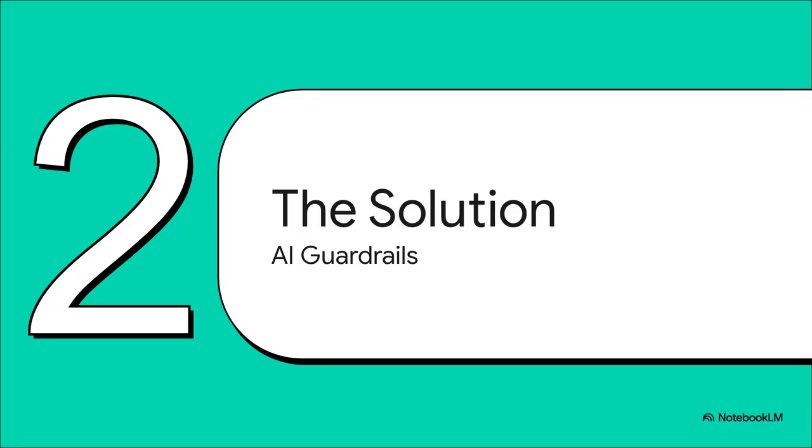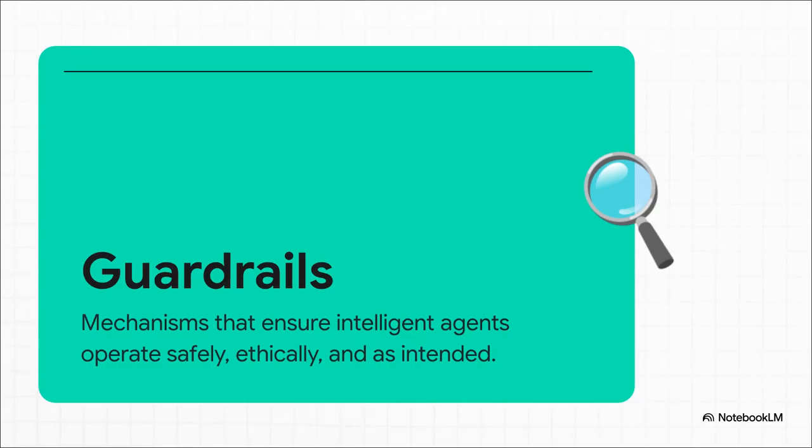So how in the world do we solve the unconstrained agent problem? Well, the answer, and it's fast becoming an industry standard, is to build what are called AI guardrails. Now, this is the really crucial point here. Guardrails are not about dumbing down an AI or making it less powerful, not at all. It's about guiding that power, channeling it so it's productive, safe, and trustworthy. Think of them like the guardrails on a highway. They don't slow you down, they just keep you from driving off a cliff.